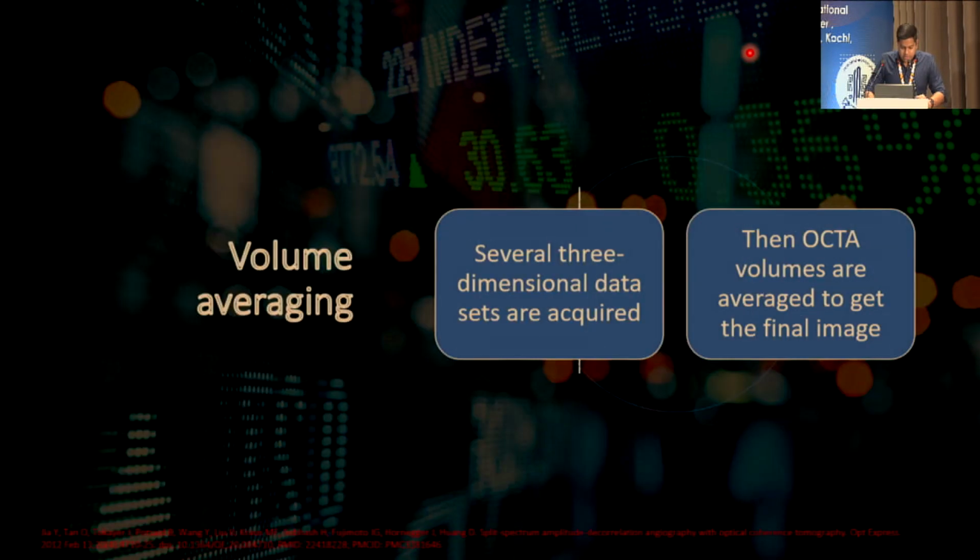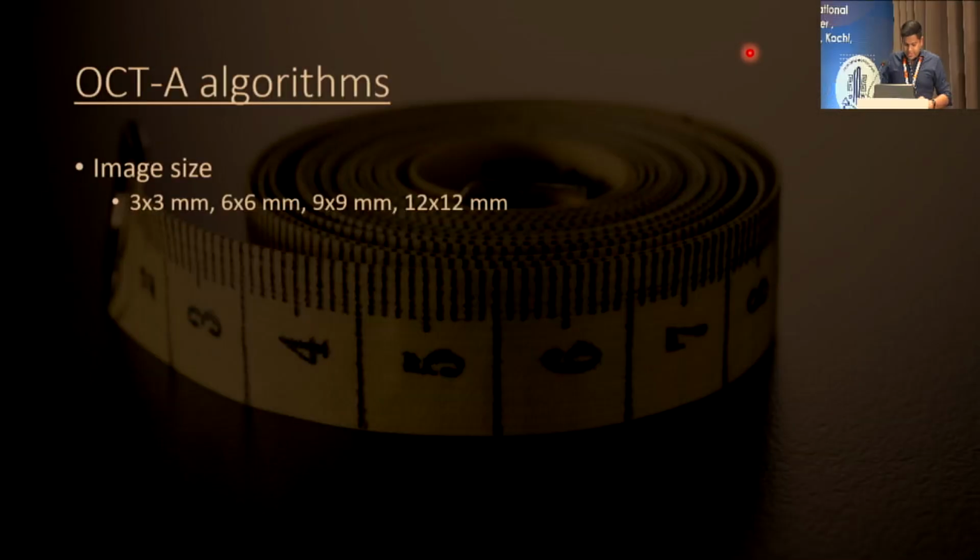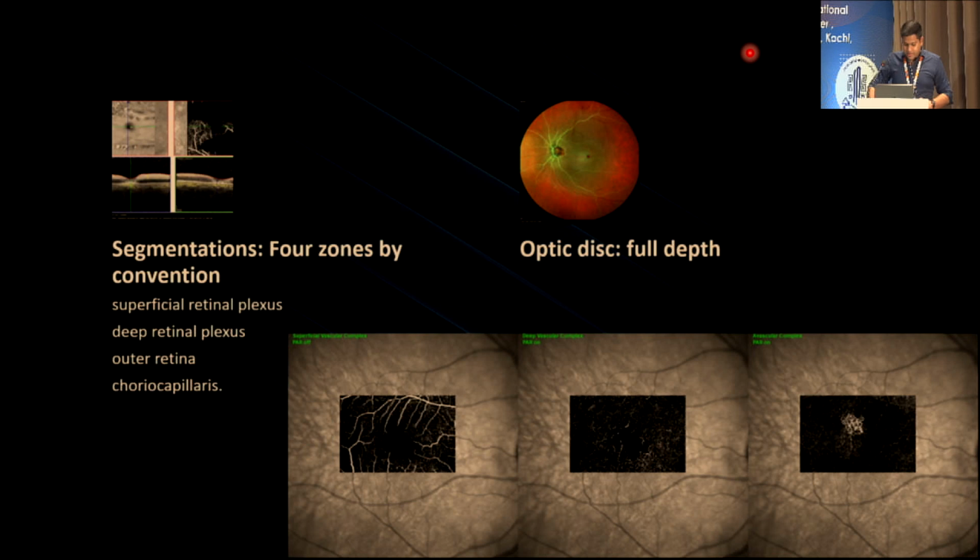And in volume averaging, several three-dimensional data sets are required, and then OCTA volumes are averaged to get a final image. OCTA algorithm, again, sir was telling about 12 cross 12 image, montage 9 cross 9, 6 cross 6, and 3 cross 3. Segmentation is classically by 4 zones, that is the superficial retinal plexus, like you're seeing here, then the deep retinal plexus, and the outer retina you're seeing in the third image.